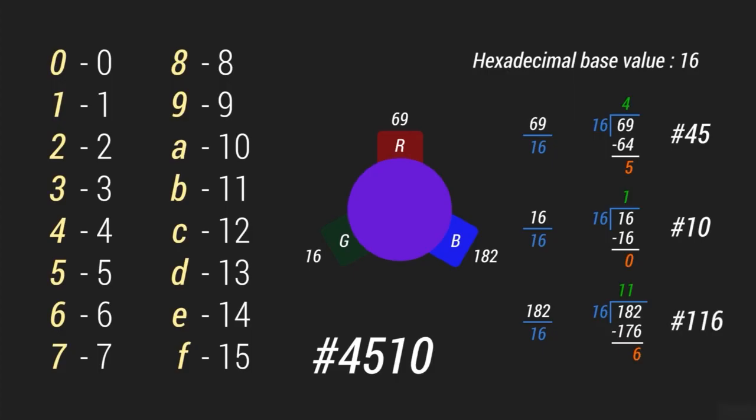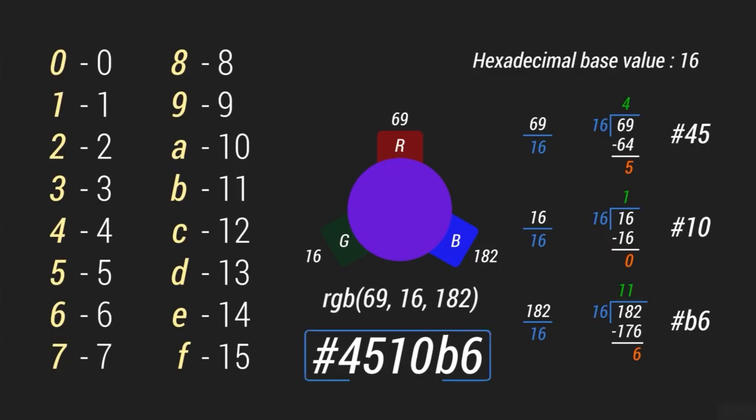But as we have alphabets denoting the numeric values from 10 to 15, the value 11 becomes B. So the hex value of RGB 69, 16 and 182 will be #4510B6. This is how the hex values are calculated.